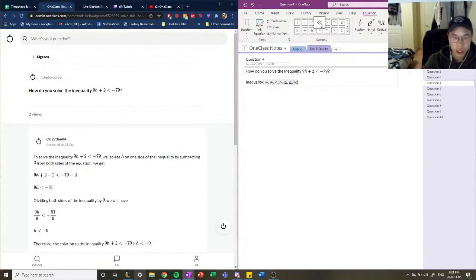There's also these other signs, like these signs mean that it's a lot less and a lot greater, but these are less commonly used.